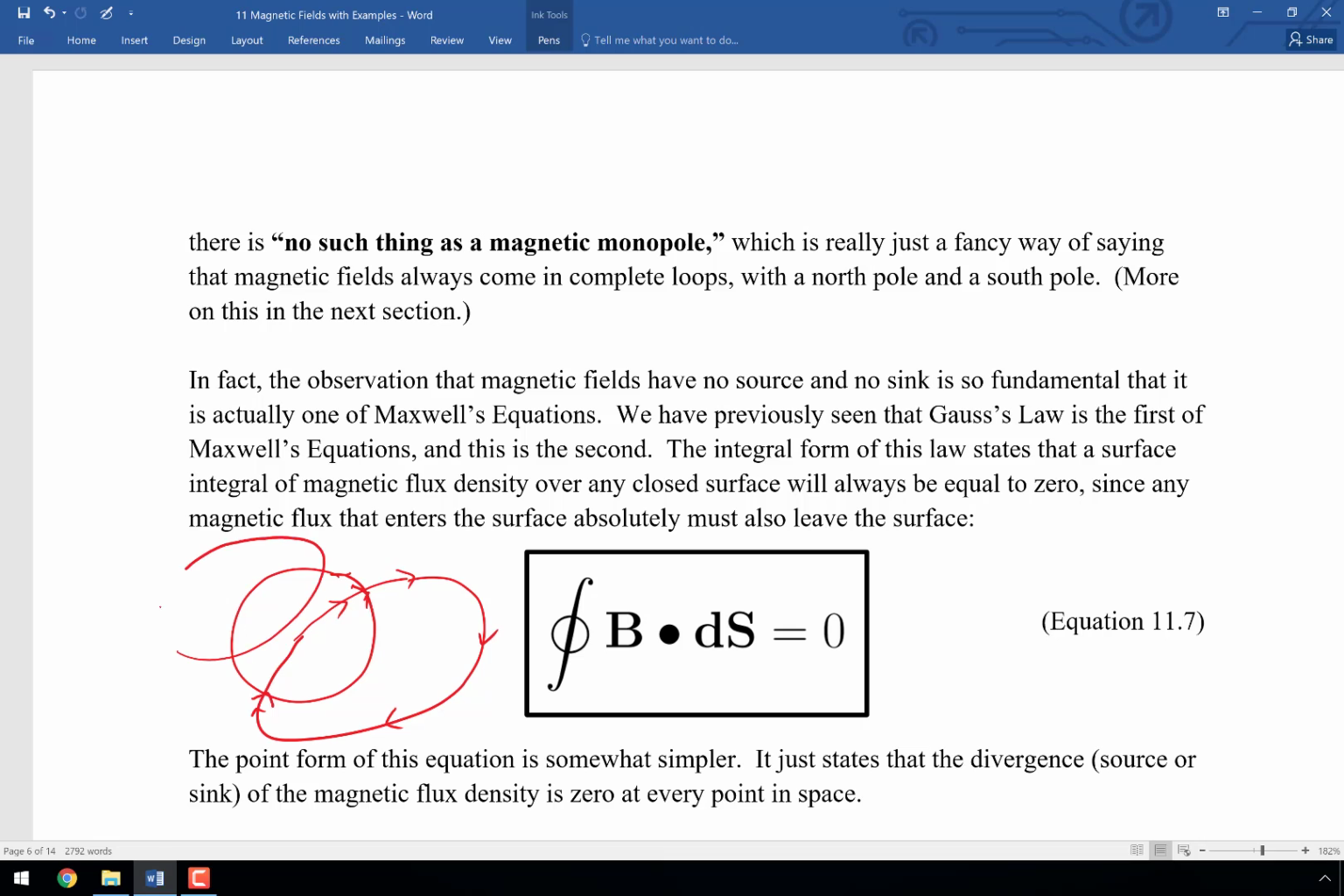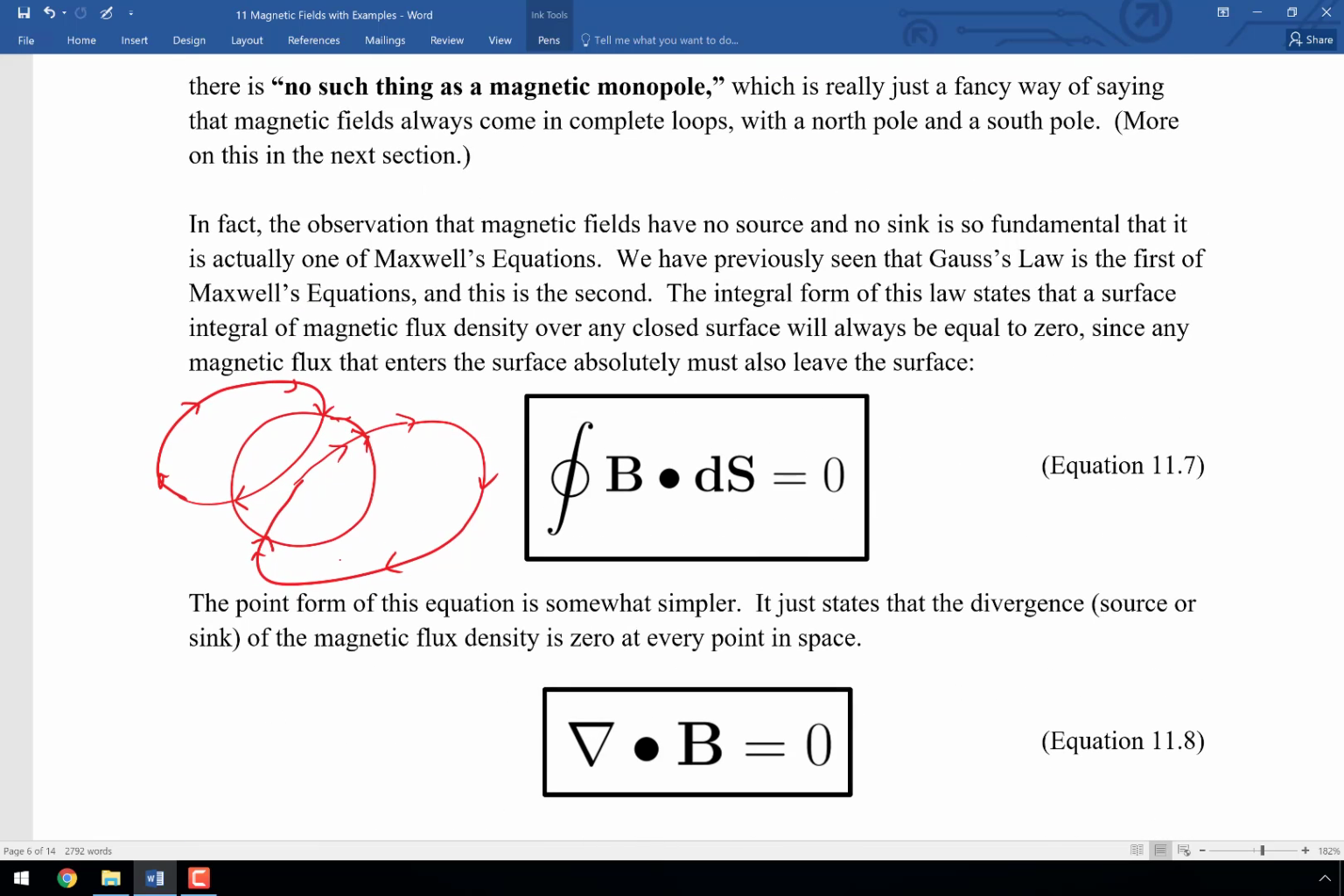It could be that we would have another loop over here, and maybe this one is flowing this direction, but wherever it's flowing in, it must always flow out. So we can say that the surface integral of the magnetic flux density will always be zero for any closed surface. And we could also say that another way of representing this is that the divergence of B, remember the divergence of B is sources and sinks, is always equal to zero.